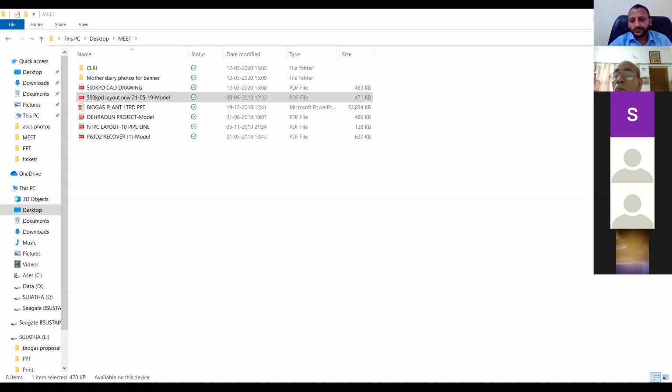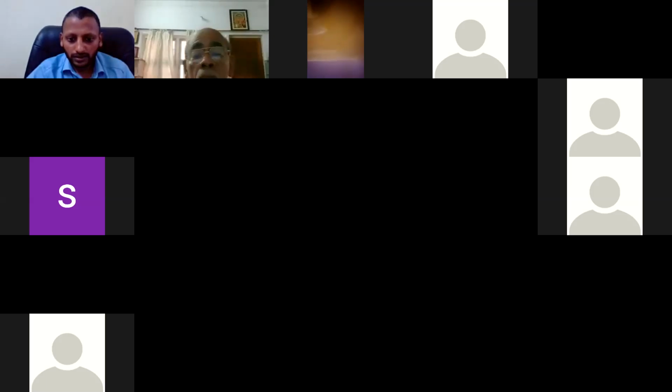Mr. Sai Kumar? Mr. Sai Kumar? Tell me, sir. Can you see this CLRI project, this 500 kg per day project process flow diagram? Now you can see this.